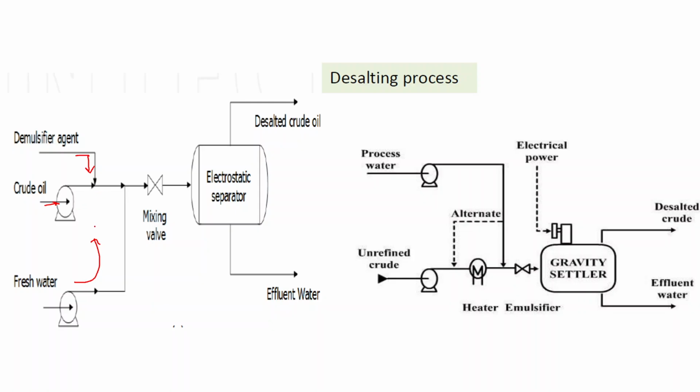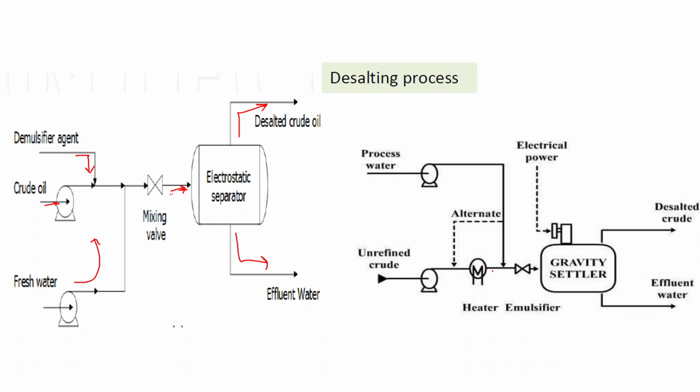So for the stabilization of emulsion, some demulsifier agents are also used. So here we introduce fresh water, demulsifier agents, and crude oil, and mixing is done by the mixing valve, and then this mixture enters into the electrostatic separator, and from here we get the effluent water and the desalted crude oil.